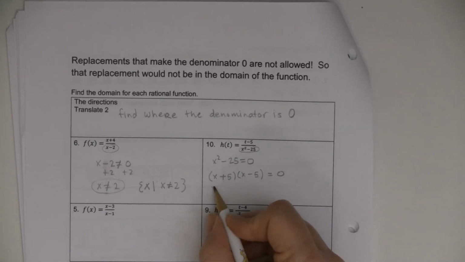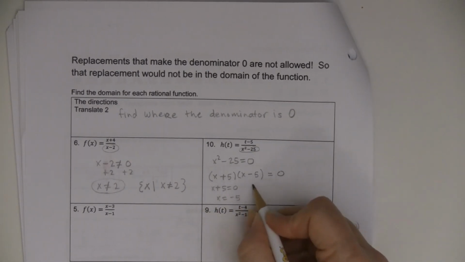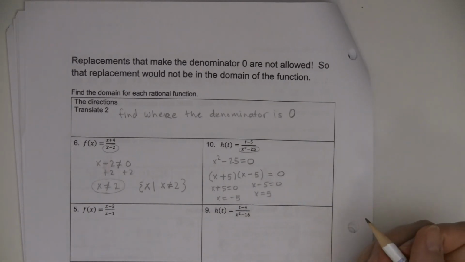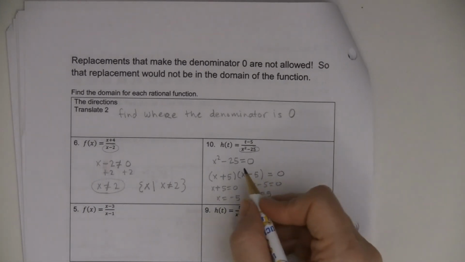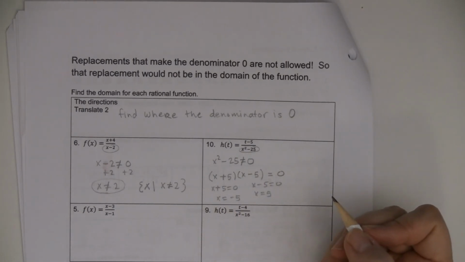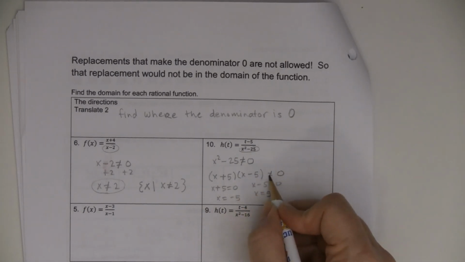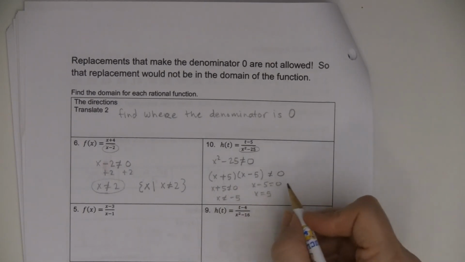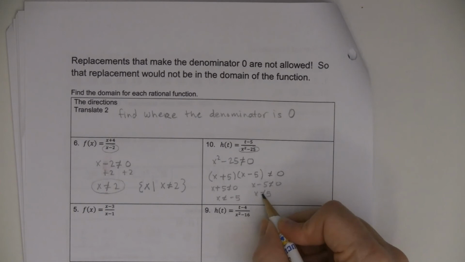And when I set the pieces equal to 0 and solve, I'm going to get negative 5 as a result. And I'm also going to get, when I set this piece equal to 0, x equals 5 as a result. But remember, this wasn't a good place. So I don't want the value to be equal to 0. So I don't want this to be 0. So I don't want this to be negative 5. I don't want this to be 5.